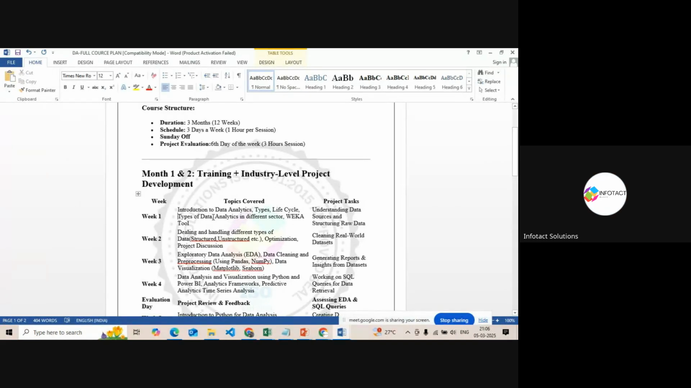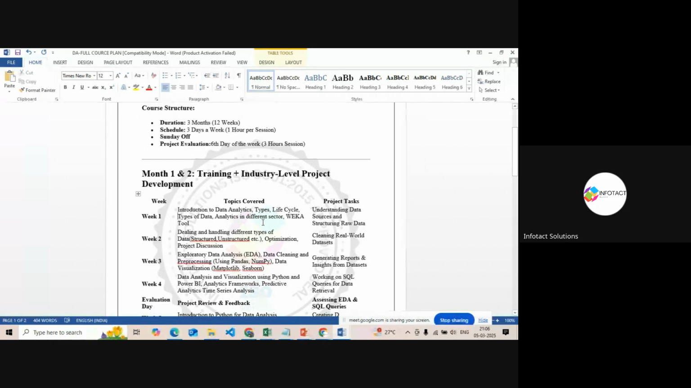Types of data you all know, right? Okay, I will discuss this later. So when it comes to data analytics in different sectors, and the Weka tool, to be discussed in the next class. All of you remember this. Today we'll discuss the life cycle and the types of data. Analytics and analytics types are already discussed, isn't it?